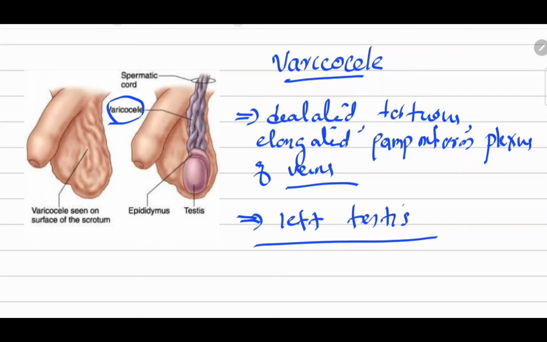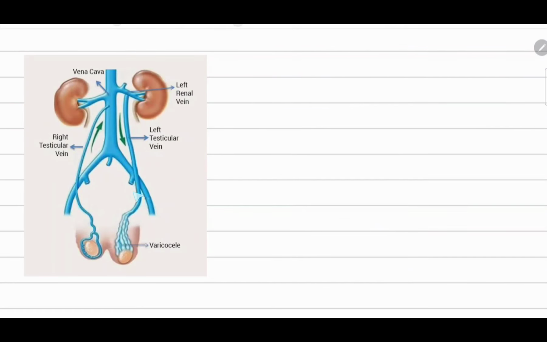Let us see what are the reasons for this condition. Just look at this diagram. Here is the right testicular vein, and here we have the left testicular vein. Remember, the right testicular vein drains into the inferior vena cava, whereas the left one drains into the renal vein. This left testicular vein opens into the left renal vein at right angles, whereas the right one opens into the inferior vena cava at an acute angle.